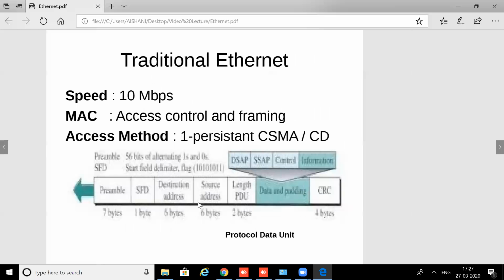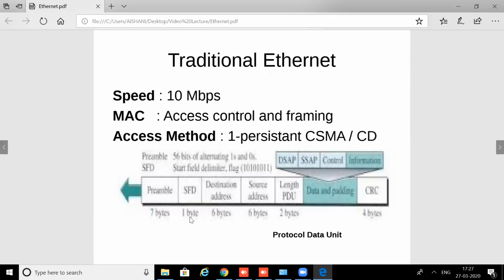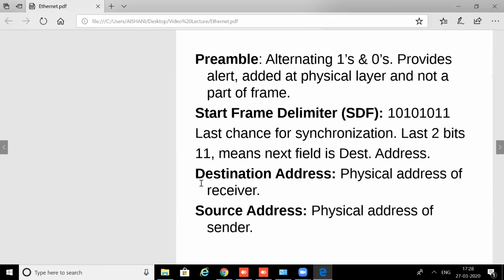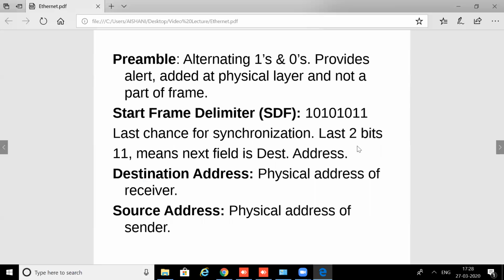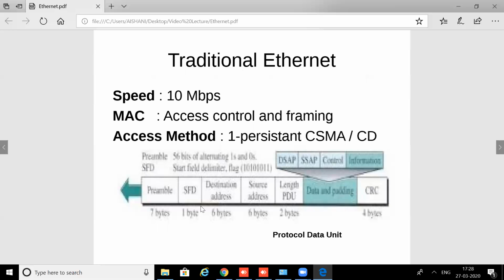Then the start frame delimiter. It is 1 byte of data, and the structure of this 1 byte, or 8 bits, is 10101010, and finally 11. So this 1010 continues from the previous preamble, and when we get 11, you can see the last 2 bits are 11. That means this is your last chance for synchronization, and after that, whatever you get is the actual data you have to interpret.